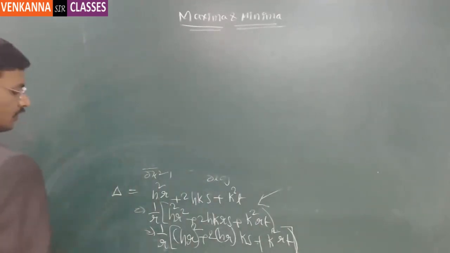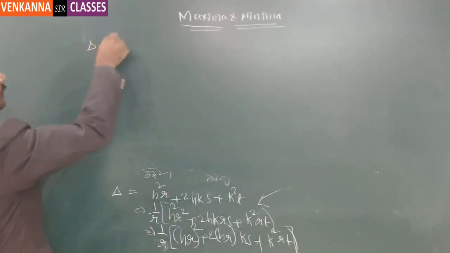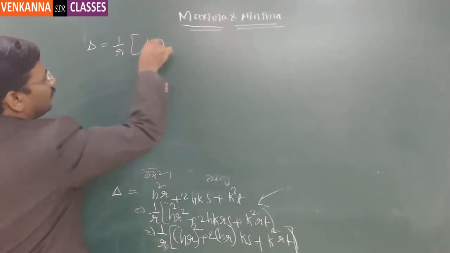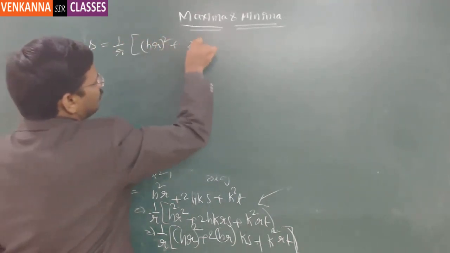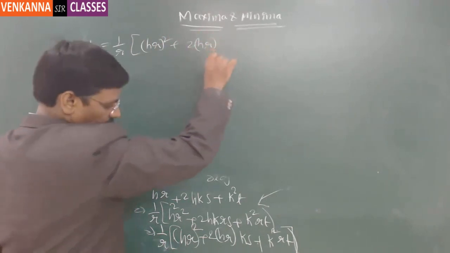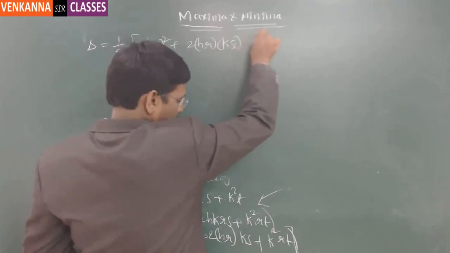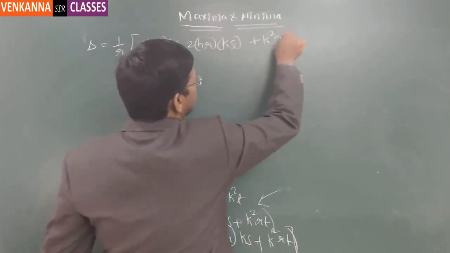Now here what we have got is delta value is coming out to be 1 by r times of (hr) whole square plus 2 times of hr into ks plus k square rt.